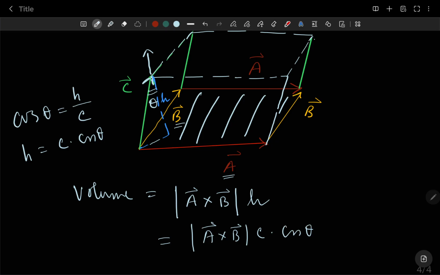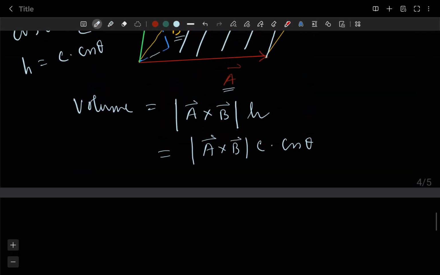So you see A cross B. You can write it as AB cos theta, which means A dot B, right? So you can write this volume to be C dot A cross B. C dot A cross B is a dot product of two vectors. If you do the dot product, you get the magnitude of A cross B into C into cos theta, where theta is the angle between the A cross B vector and the C vector.